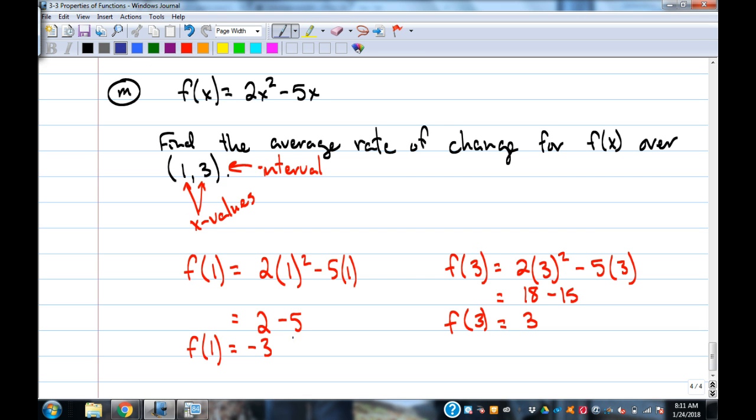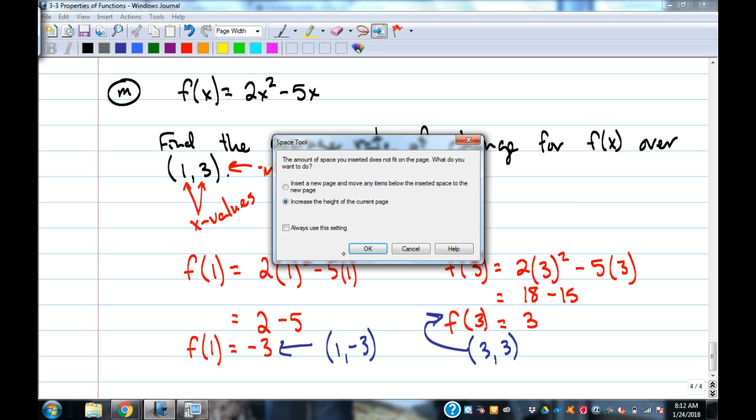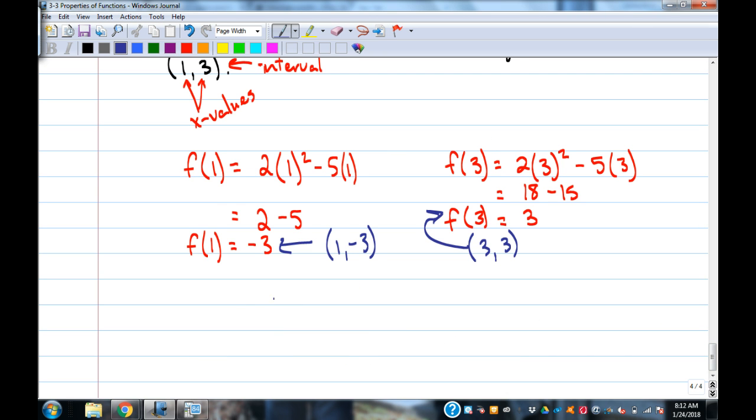So this is the ordered pair 1, negative 3. This is the ordered pair 3, 3. That's what those give us, ordered pairs. With ordered pairs, we can use the slope formula to find that average rate of change, and that's what we want to do here, is find that average rate of change by using our slope formula.